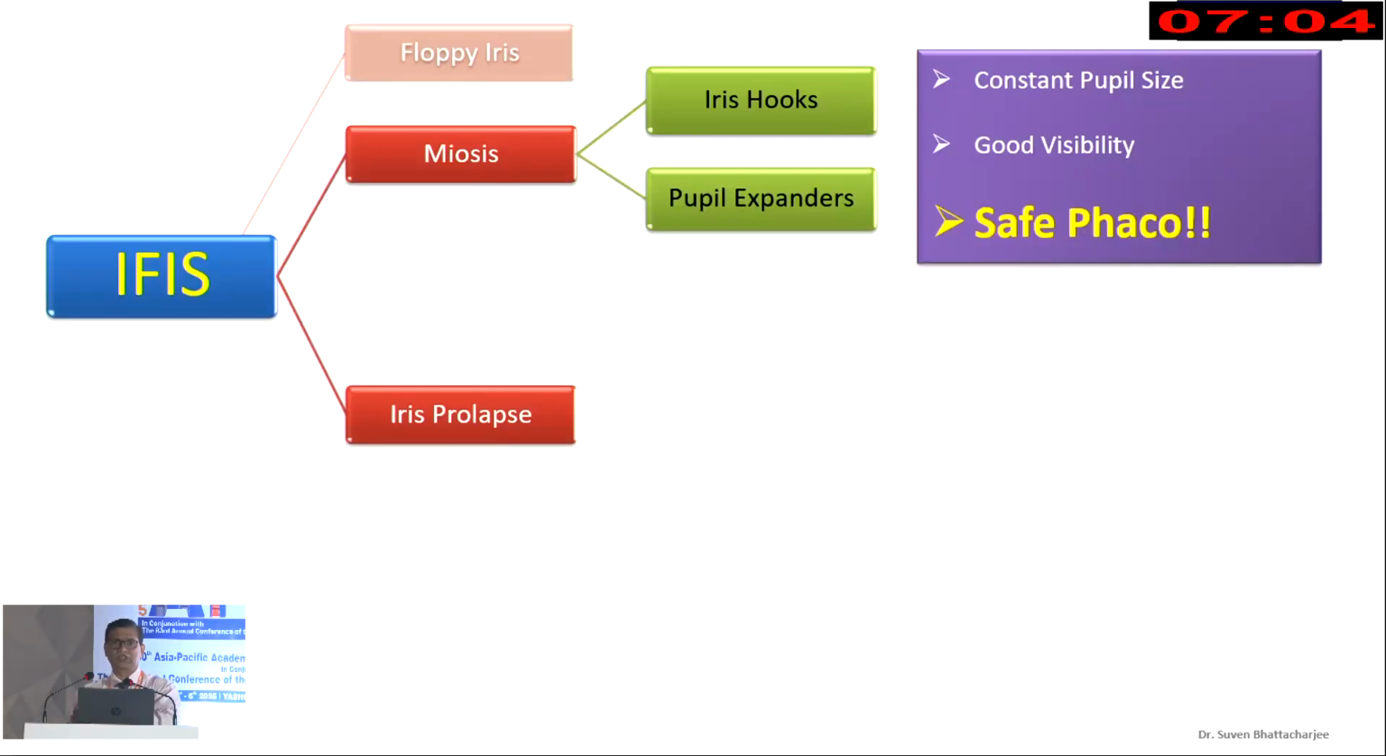So how does a device help in IFIS? Now, as we know, IFIS has three components: floppy iris, meiosis, and iris prolapse. It's the meiosis part which the device takes care of. It provides a constant pupil size for good visibility and safe phacoemulsification. That's what a device is meant for. It's not for the prolapse of the iris.